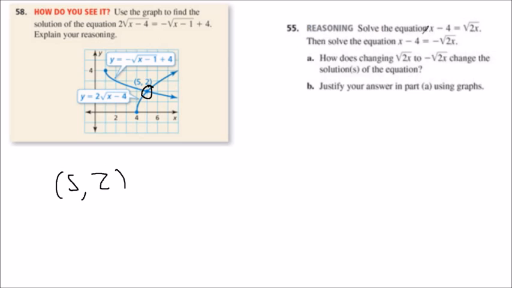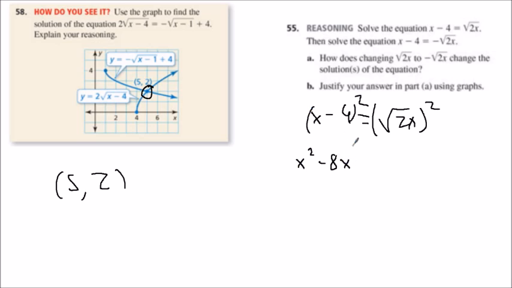55. Reasoning. Solve the equation x minus 4 equals square root of 2x, and solve the equation x minus 4 equals minus the square root of 2x. How does changing them solve the equation? So x minus 4 is equal to square root of 2x, and then you square both sides. x squared minus 8x plus 16 is equal to 2x. Subtract 2x on both sides. x squared minus 10x plus 16 is equal to 0.